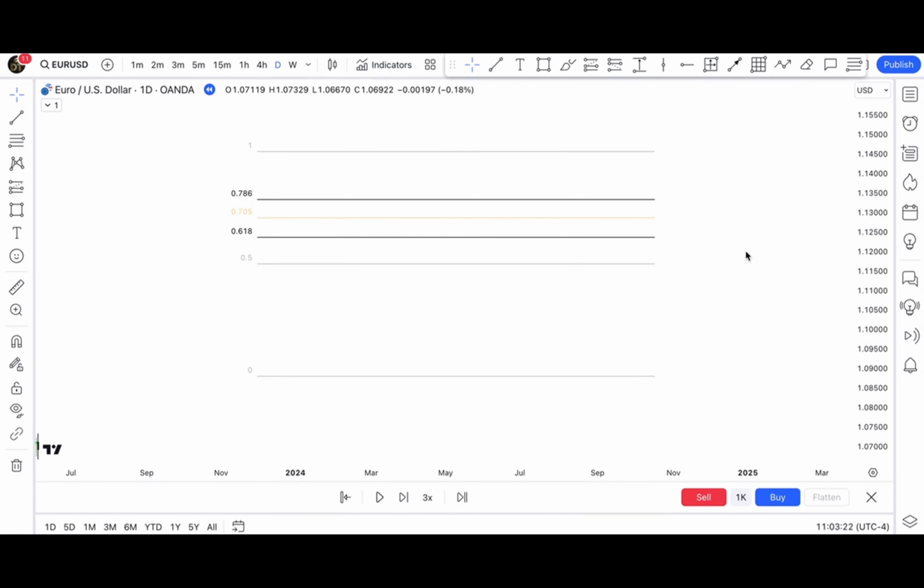Your OTE, your optimal trade entry, is between the 0.786 and the 0.618 level. So this will be your optimal trade entry. Let's dive into the chart.